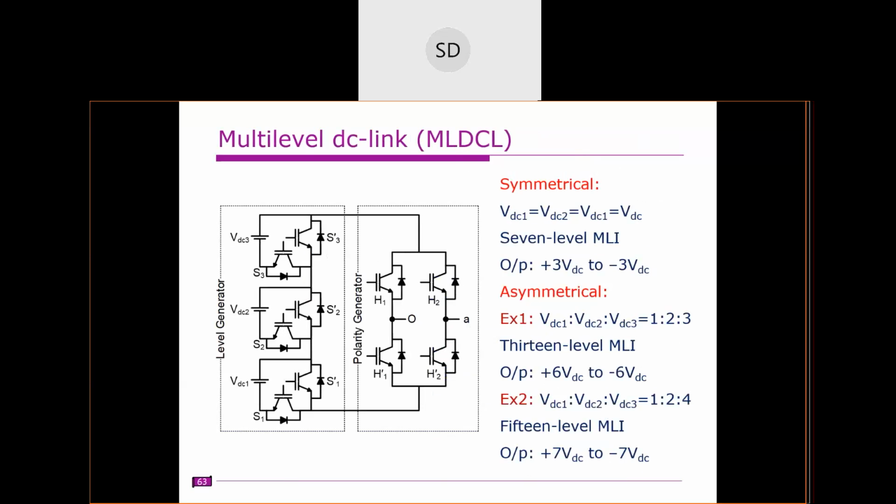Multi-level DC link. It's also known as MLDCL. So this is the circuit topology for the MLDCL. The circuit consists of two parts. One is the level generator and the other one is the polarity generator. The level generator, as the name indicates, will generate the levels.